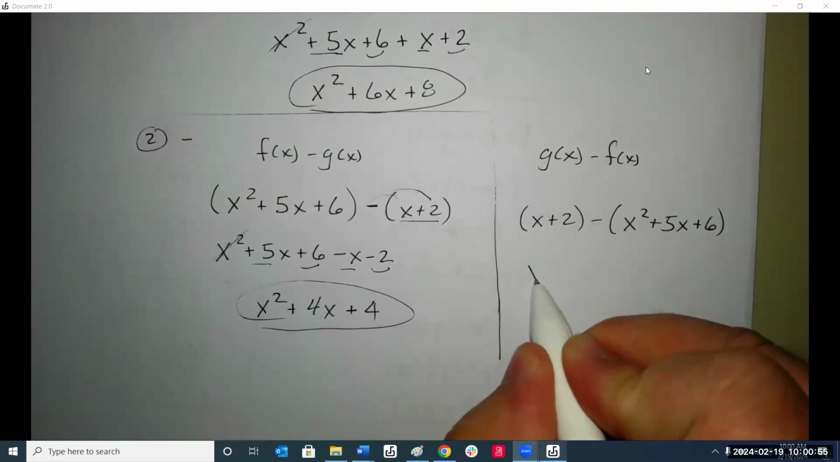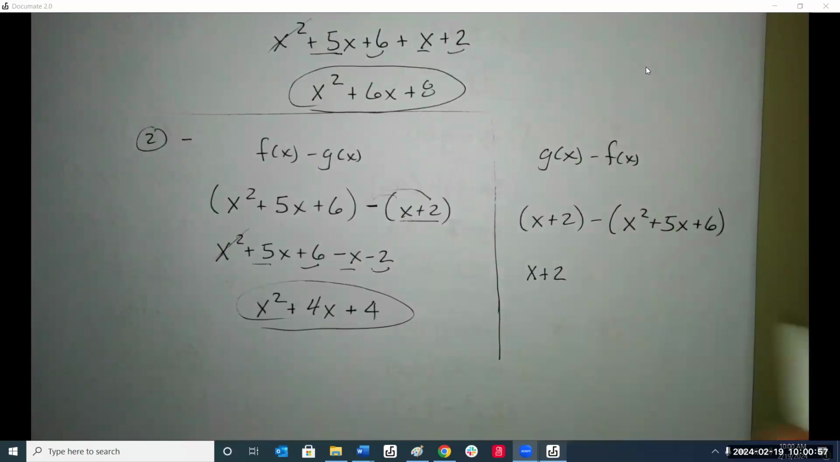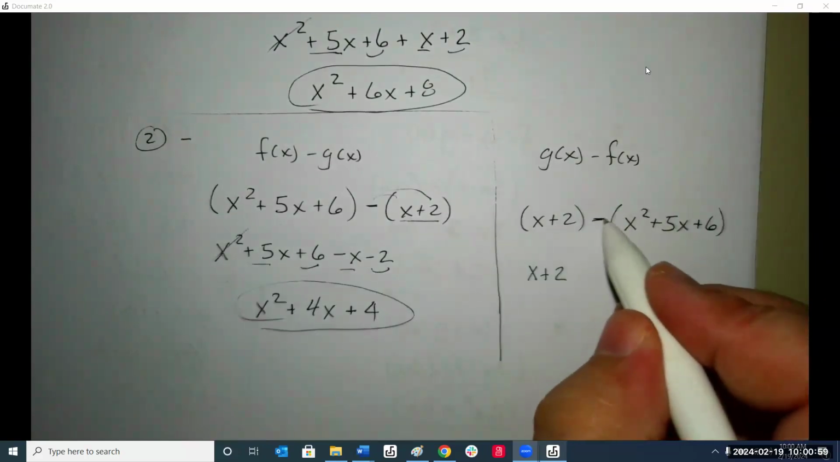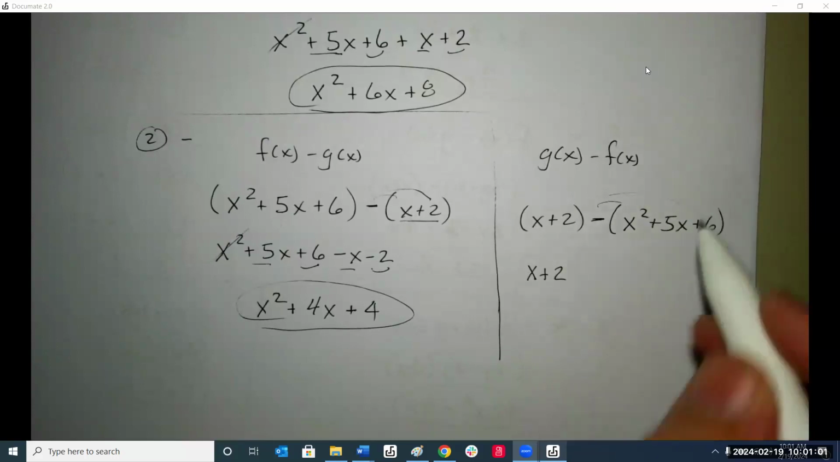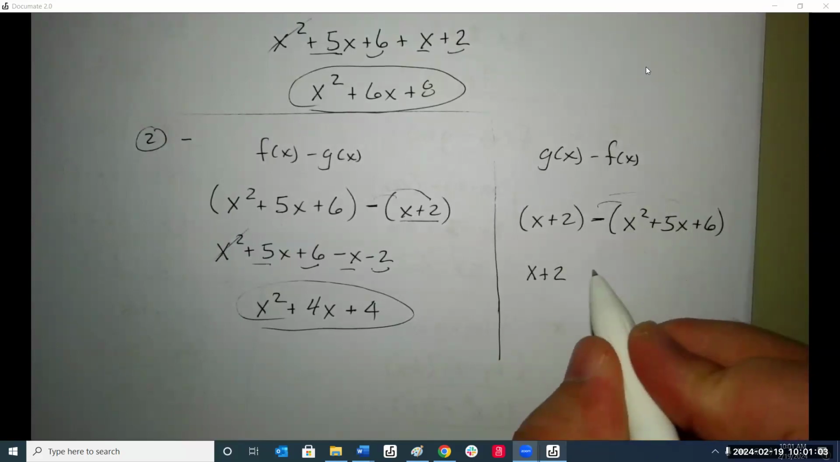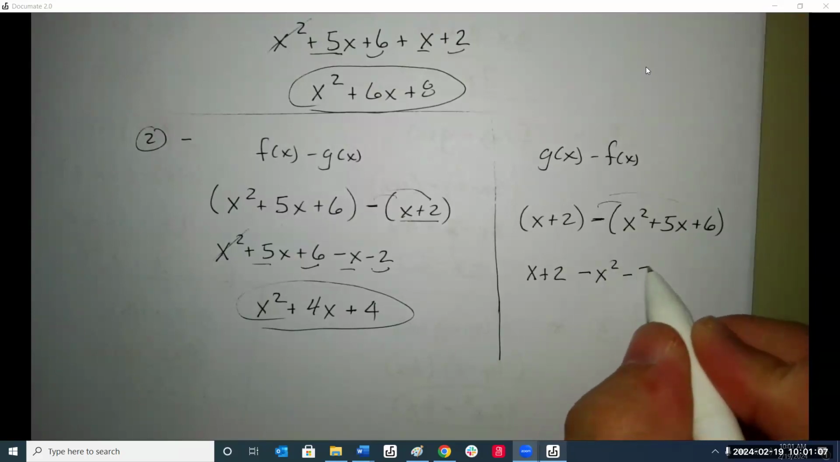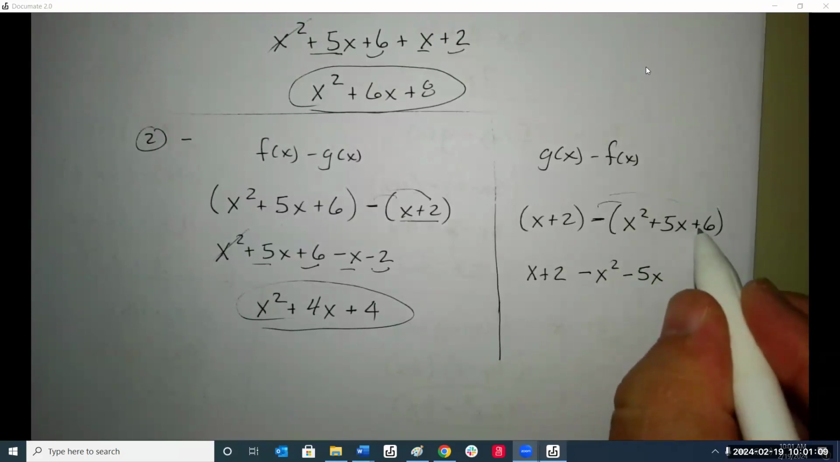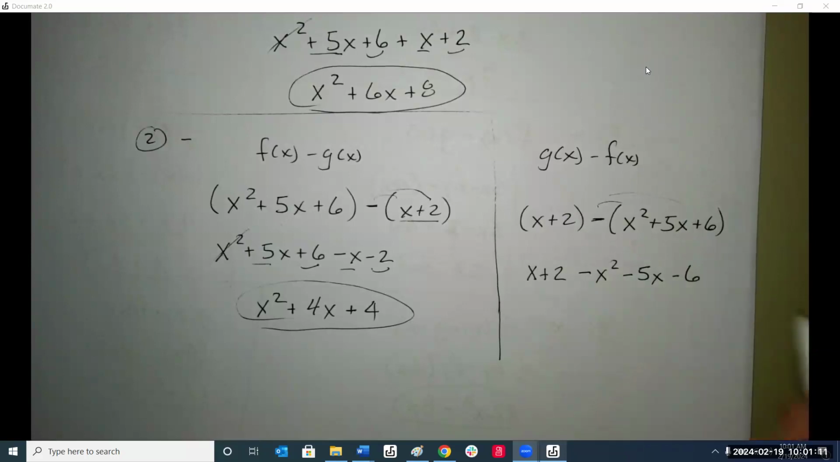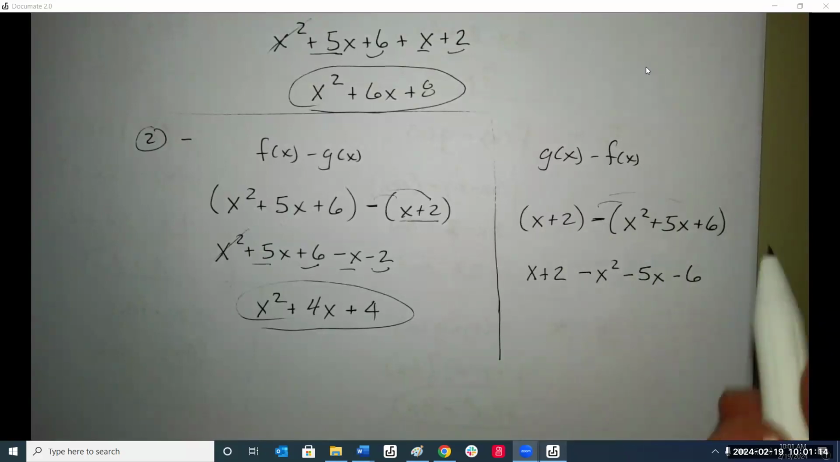First parenthesis, I could drop the parenthesis. Since there's a negative in front of it, I've got to change all the signs inside there. So that positive x squared becomes a negative x squared. Positive 5x becomes a negative 5x. Positive 6 makes it a negative 6. That just means change all the signs inside there.